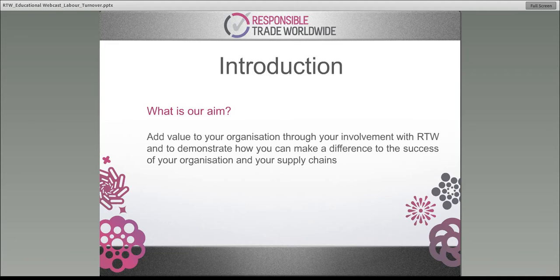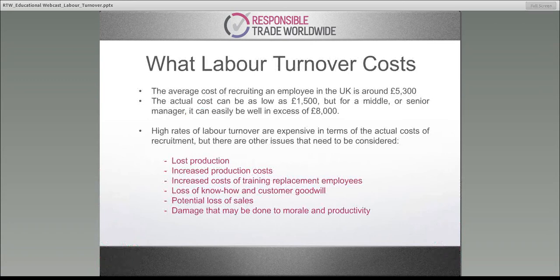What labour turnover costs? The average cost of recruiting an employee in the UK is around £5,300, but this figure in itself is not particularly helpful. The actual cost can be as low as £1,500, but for a middle or senior manager it can easily be well in excess of £8,000. High rates of labour turnover are clearly expensive in terms of the actual costs of recruitment. But there are other, very significant issues that need to be considered.